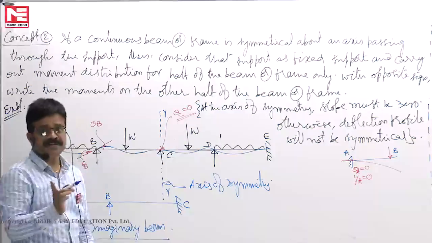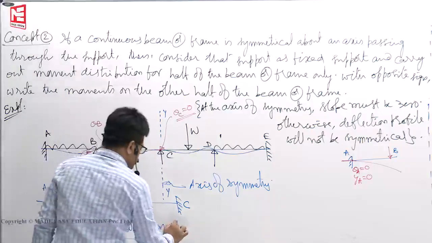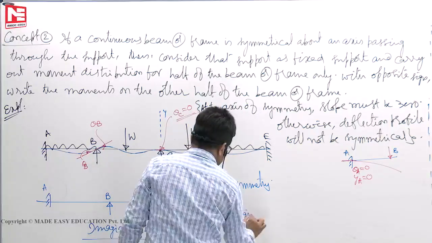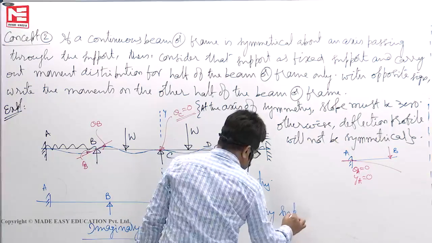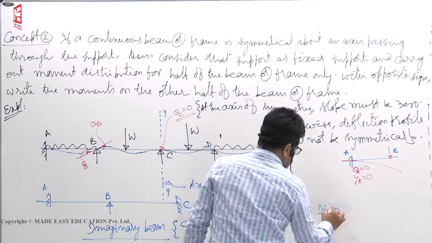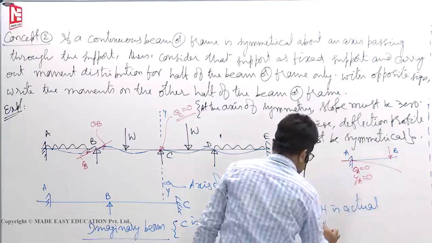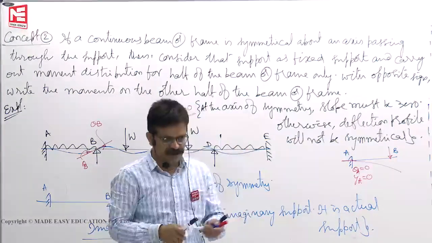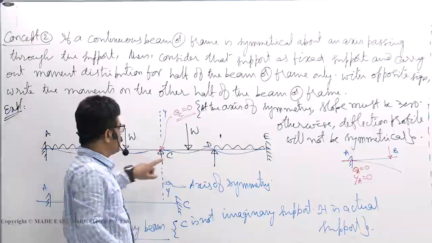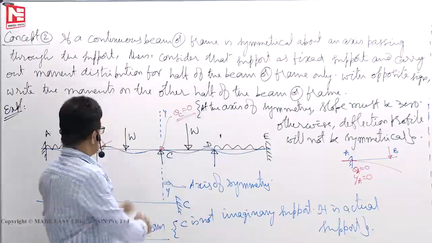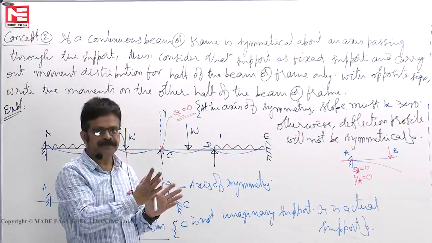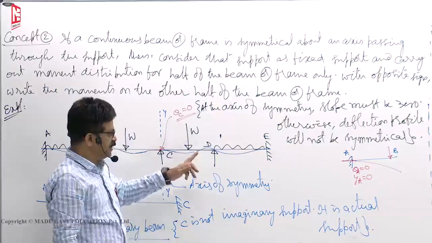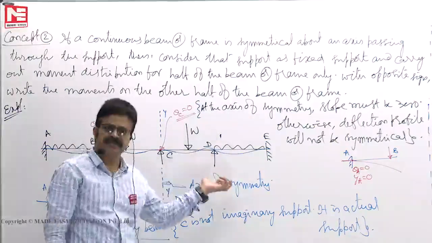But C is not an imaginary support, it is an actual support. Since we do not want to do the other half, we will fix it. Whatever moment you get on this one, on the other side with opposite sign will be there. So, analyze only half of the beam or frame, with opposite sign on the other half. So, the complete analysis is over, because the end moments have no choice, they have to be symmetrical also.